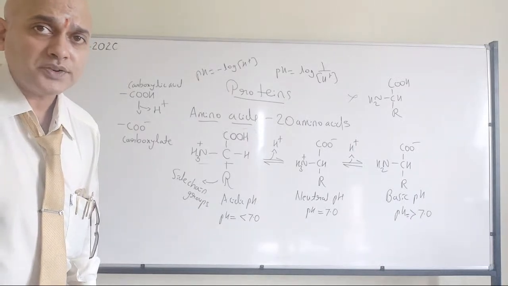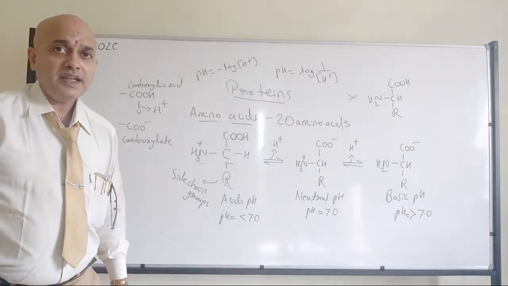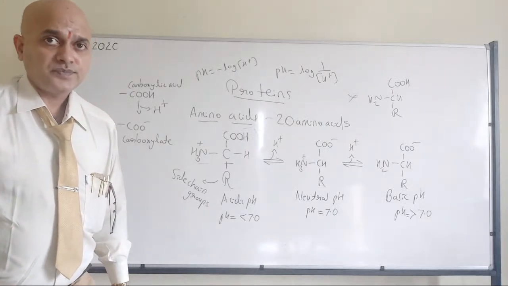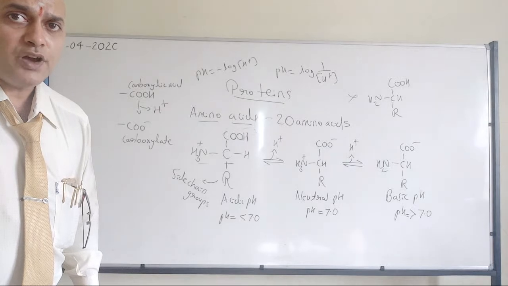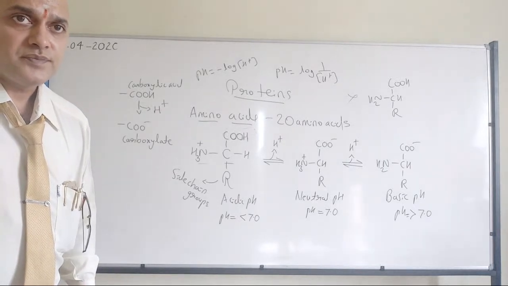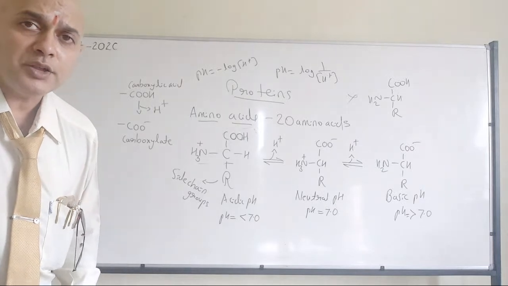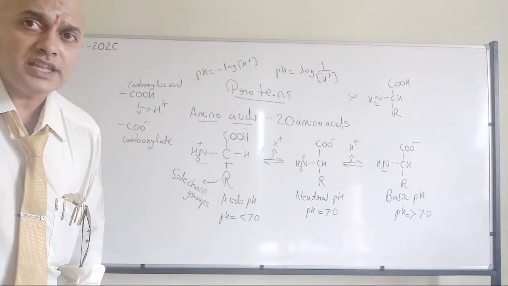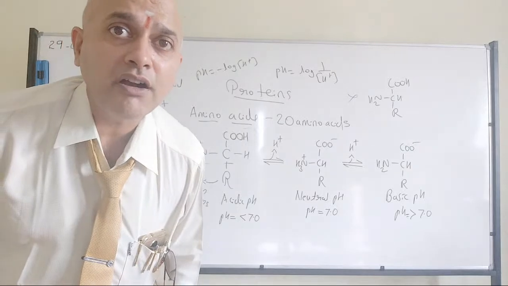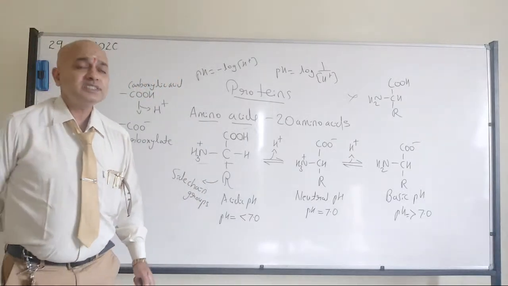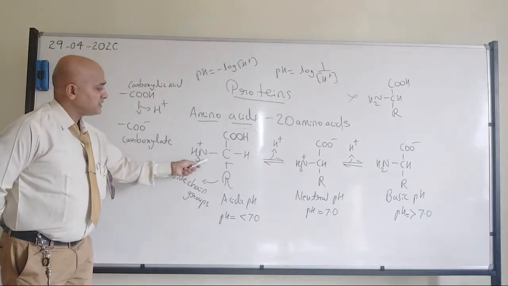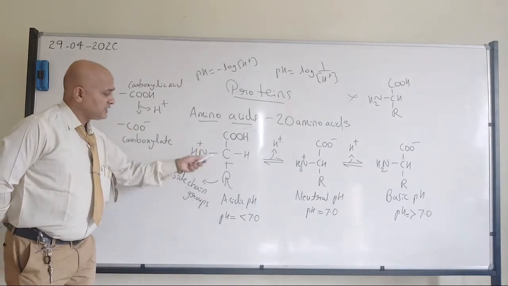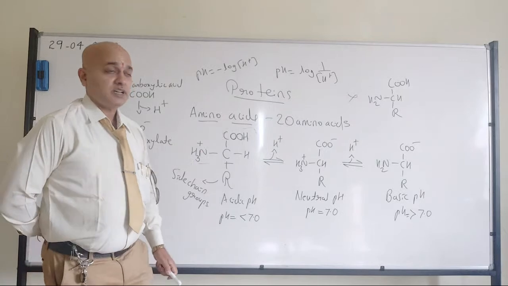Everything I have written on the board. What is the charge present on the amino acid under acidic condition? Any one of you can tell me. Whatever I have written on the board, is it visible? Okay, so tell me, what is the charge on the amino acid under acidic condition? Oh, I got the answer. Very good. It is positive charge. Absolutely correct, because of this one. No other atom has any charge. So under acidic condition, the amino acid will have a positive charge.